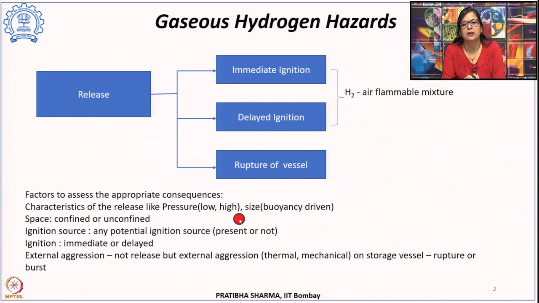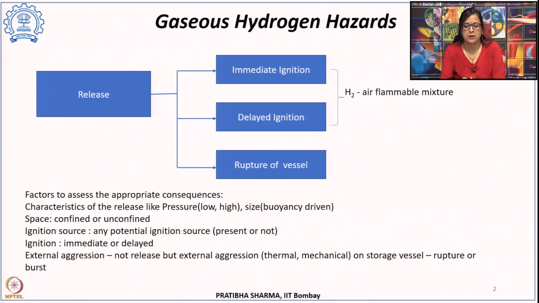Now, the size of the release will determine whether it will be buoyancy driven. If the release size is small, hydrogen has a very high buoyancy and diffusivity, so it will travel very fast upward. However, if the size of the release is very large, and at the same time the release takes place very fast, in that case it may not have sufficient time to diffuse, and it may not be that much buoyancy driven so as to diffuse fast and get diluted with the air.